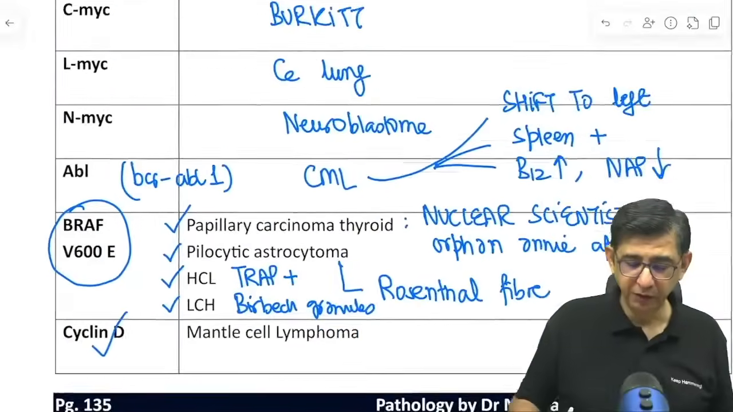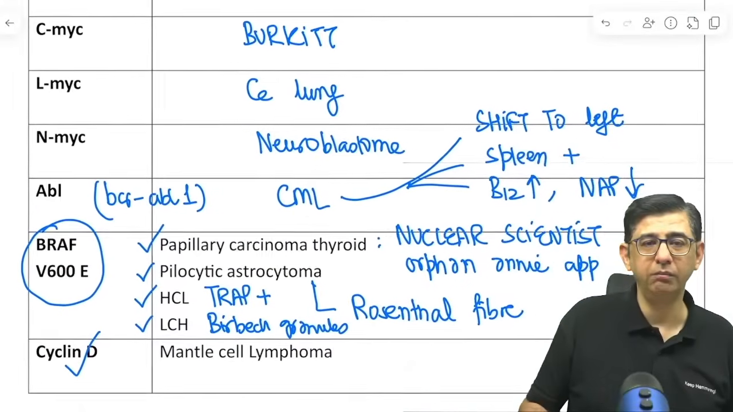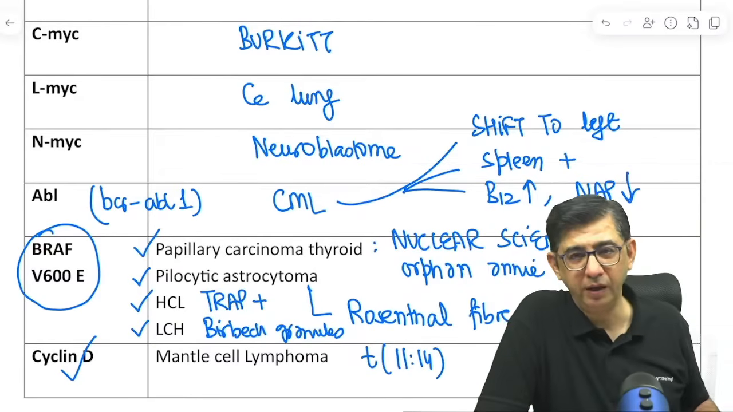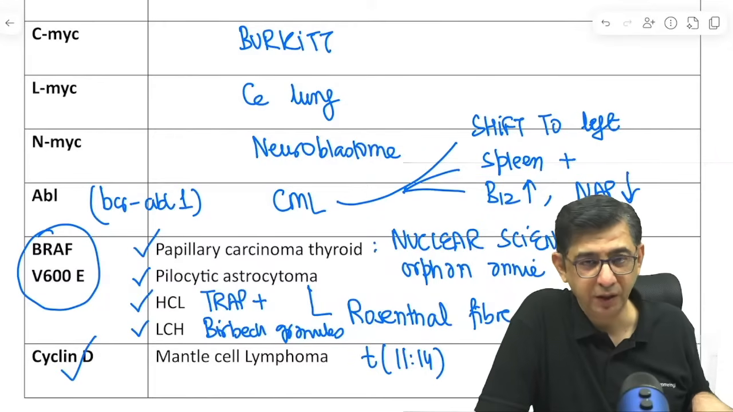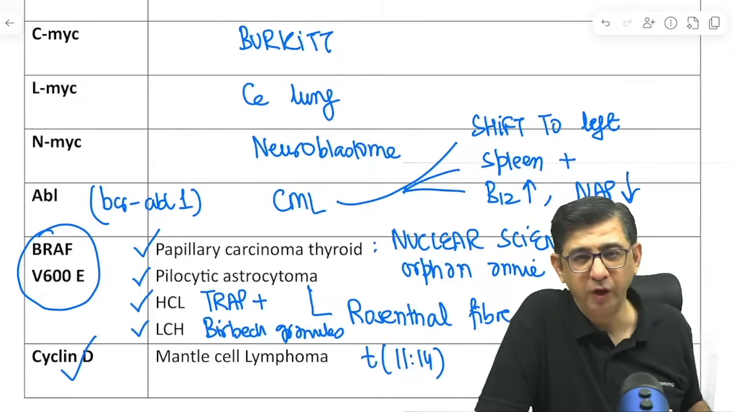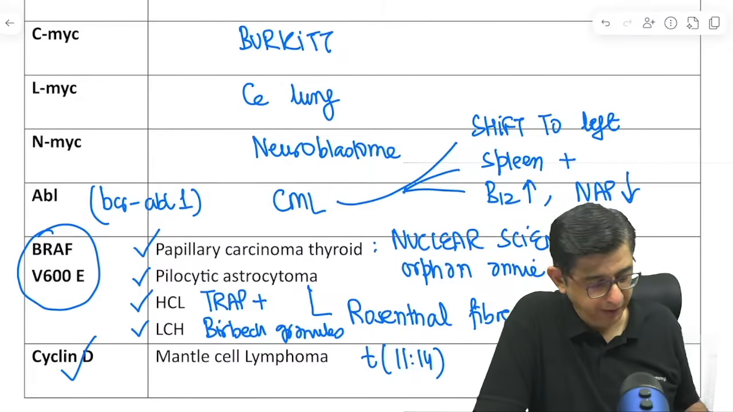तो एक ही जगह पे सारा डेटा अगर लिख लिया जाए तो थोड़ा सा याद रखने की कैपेसिटी इंक्रीज हो जाती है. Okay, follicular lymphoma was 14:18, right? 8:14, 14:18, and then 11:14. Number याद कर लेना. 8:14 for Burkitt's lymphoma, 14:18 for follicular lymphoma, now 11:14 for mantle cell lymphoma with cyclin D.